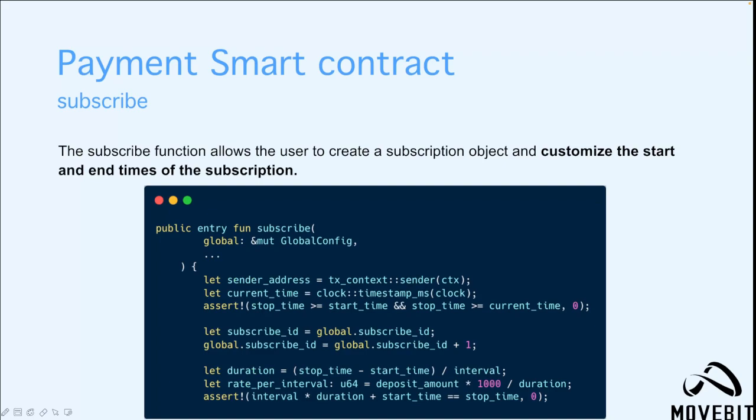Interval is how many tokens the subscribed object can release at each time interval, and it needs to ensure that the time between the start and end time is an integer multiple of the interval.